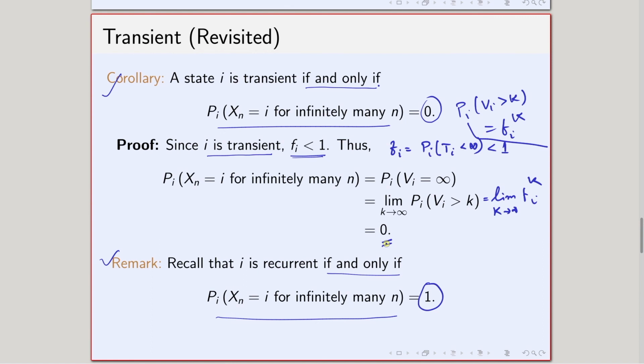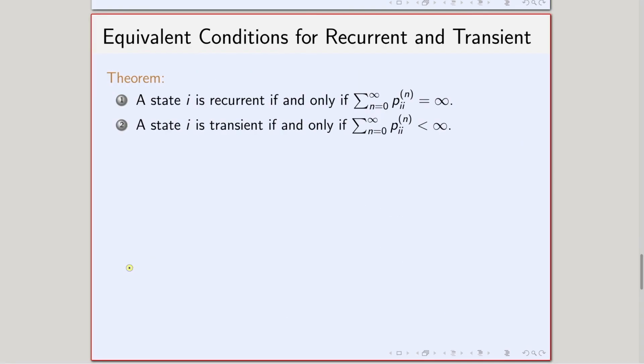So the main takeaway from this corollary and remark is the intuitive idea behind the recurrent state and transient state. Recurrent state means it will keep on coming after some times, but for a transient state, after some finite time, that state will not be visited again. So with that, let us proceed and see another set of necessary and sufficient conditions for recurrent and transient.